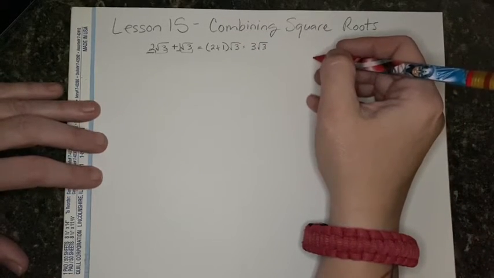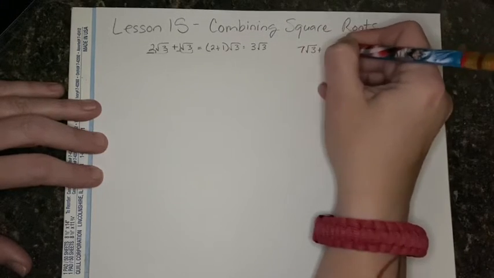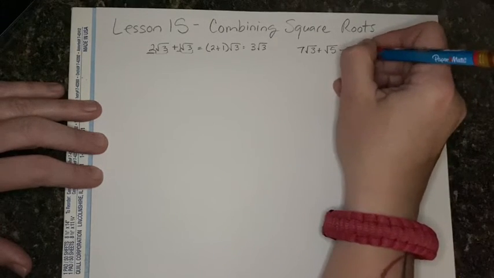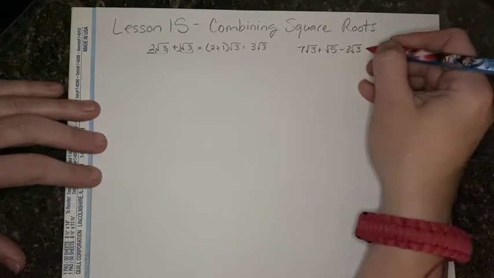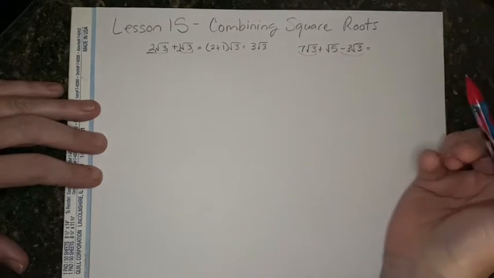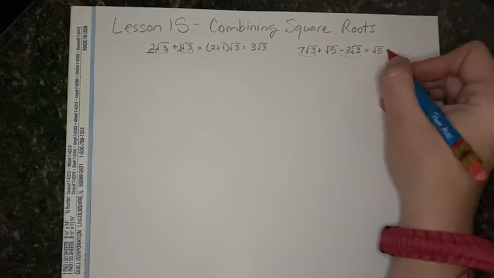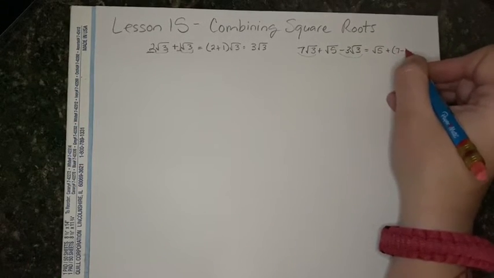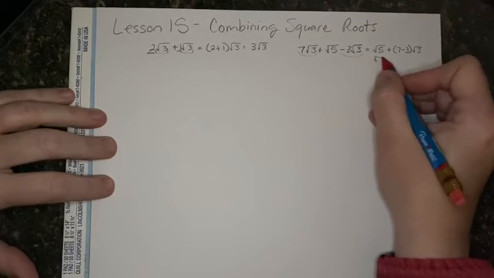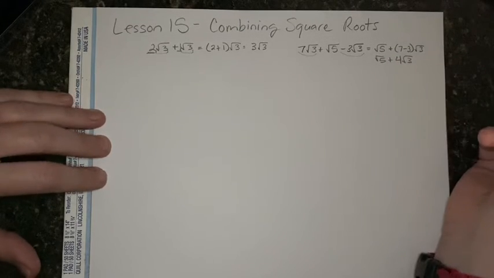Looking at another example, what about 7 times the square root of 3 plus the square root of 5 minus 3 times the square root of 3? The only like numbers we have here are these two. So that leaves us with the square root of 5 plus 7 minus 3 times the square root of 3, or the square root of 5 plus 4 times the square root of 3.